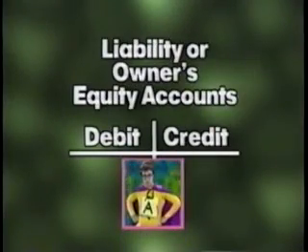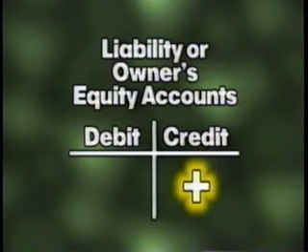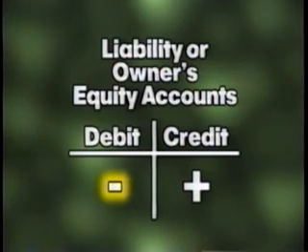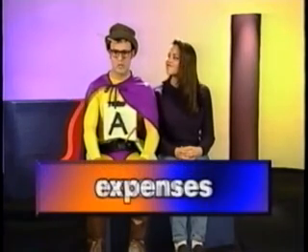It's exactly the opposite for liability and owner's equity T accounts. To increase a liability account or an owner's equity account, credit it. To decrease a liability or owner's equity account, debit it. This can again be seen with a plus and the minus on the screen representing an increase and decrease. Now I want to discuss the 2 remaining account types, revenues and expenses.